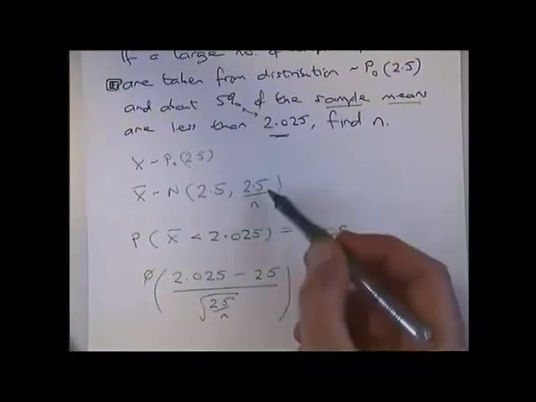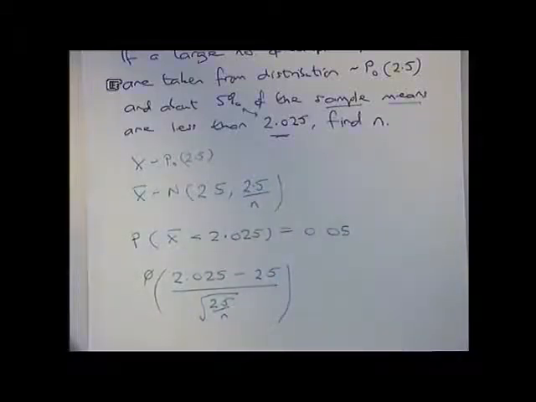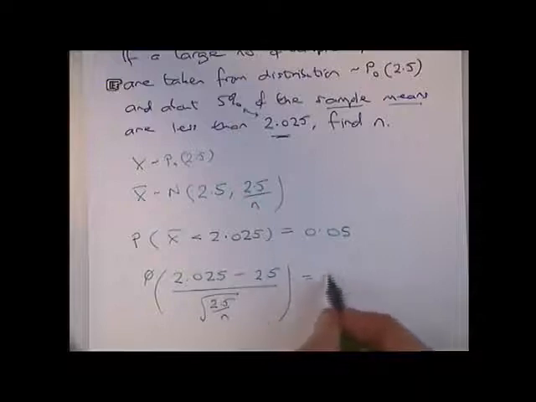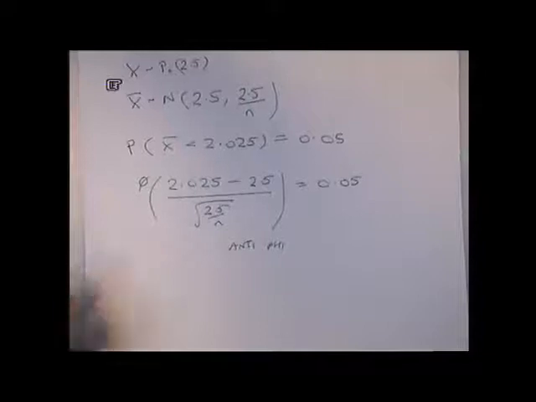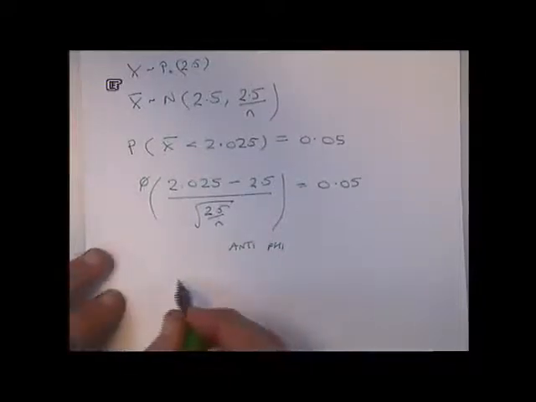So that's the variance of that distribution. It's the standard deviation that comes down here. All of that bit gets square rooted, and I know that equals 0.05. To find out what n is, because that's inside a phi bracket, the next thing I need to do is anti-phi both sides. Anti-phi on the left is just writing it out again without the phi at the front.